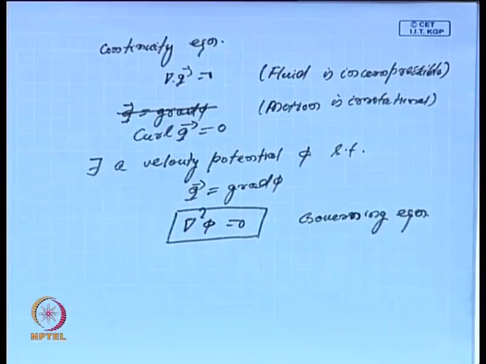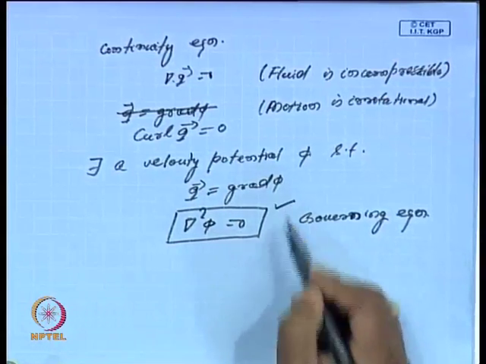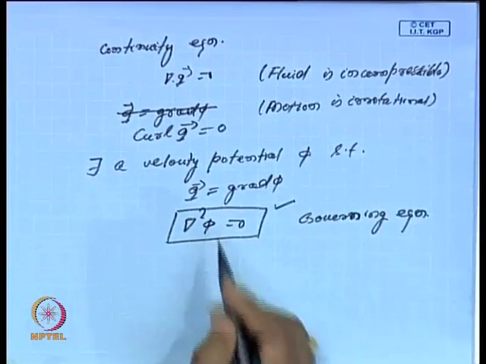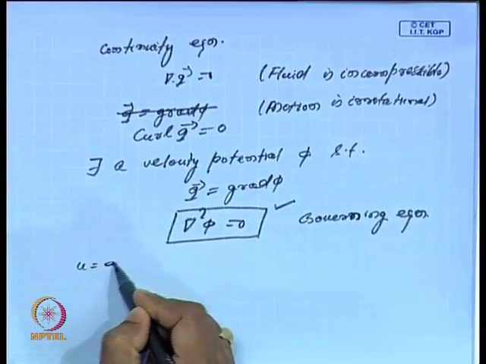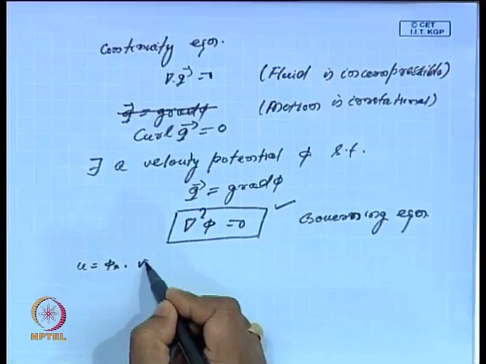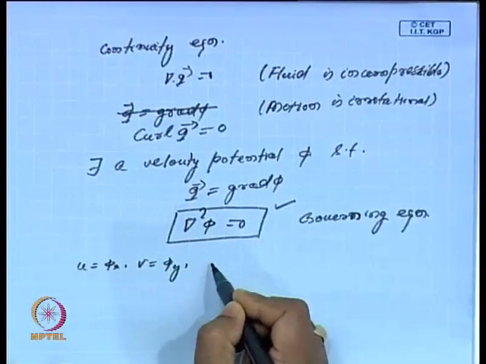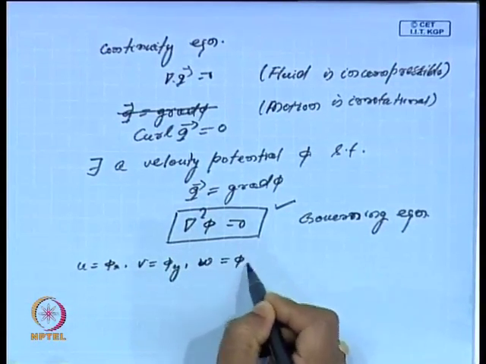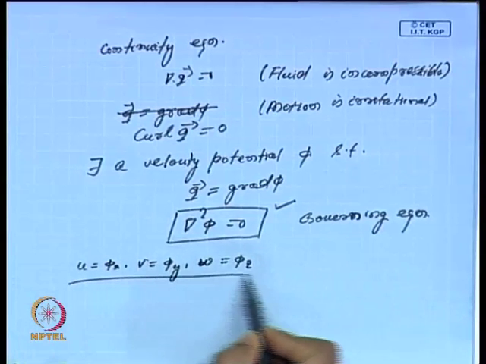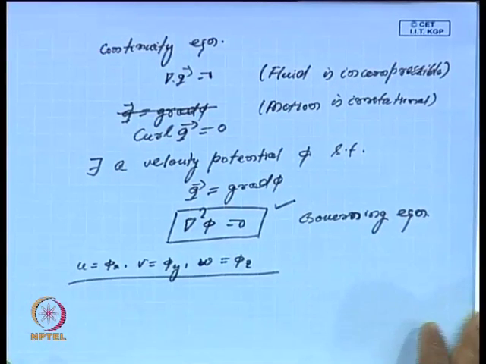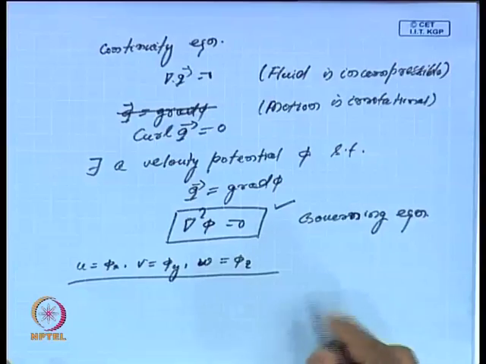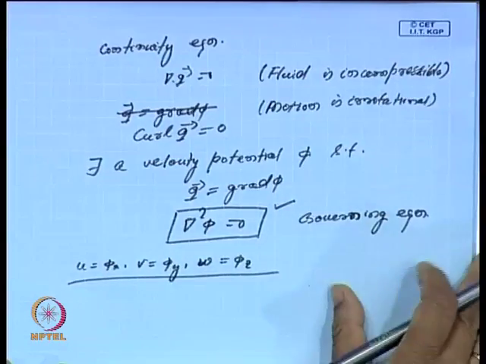We can consider the flow as irrotational and the fluid as inviscid and incompressible, but for a large class of problems this holds good. Here, as I have already told, q bar is grad phi, that means the components of velocity are u equal to phi x, v equal to phi y, and w equal to phi z in 3 dimensions. If it is 2 dimensional, we always say u is equal to phi x and v is equal to phi y in the xy plane.